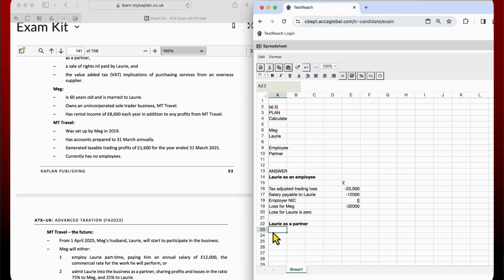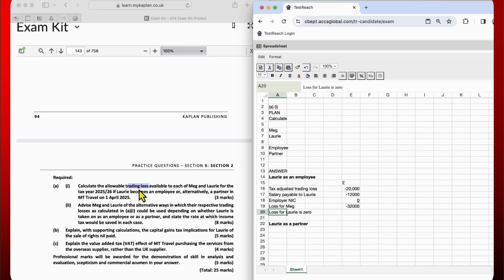There's no explanation needed, so we don't have to explain why the NIC is 0. We don't have to explain why Laurie doesn't get any allowable trading loss. But we need to make sure we're writing it down so our marker can go yes, half, half, half. Yep. So there was 2.5 marks actually available there for these components. So actually you could get almost full marks by just dealing with Laurie as an employee, but we were asked about bringing Laurie in as a partner as well.